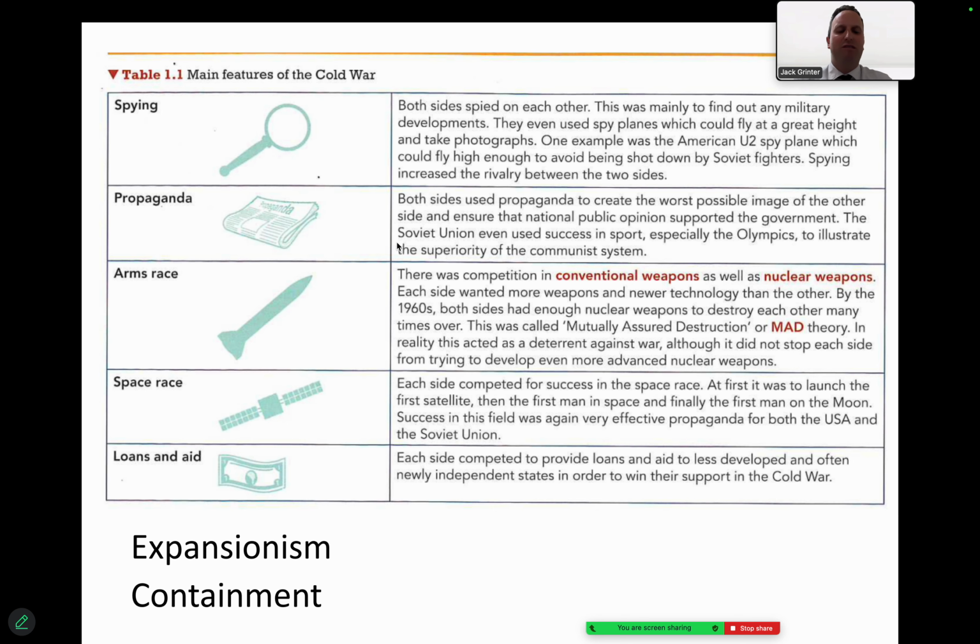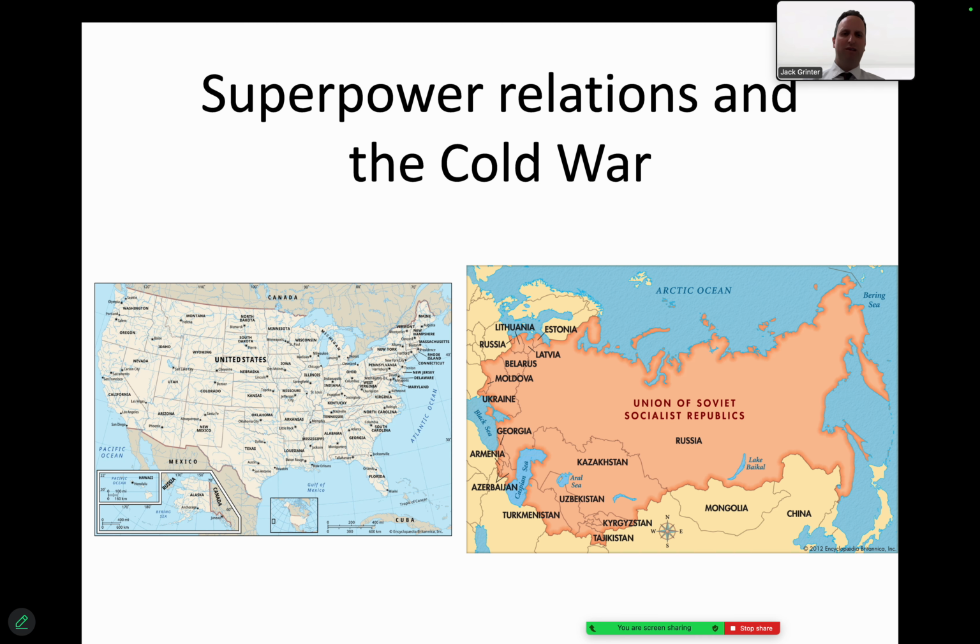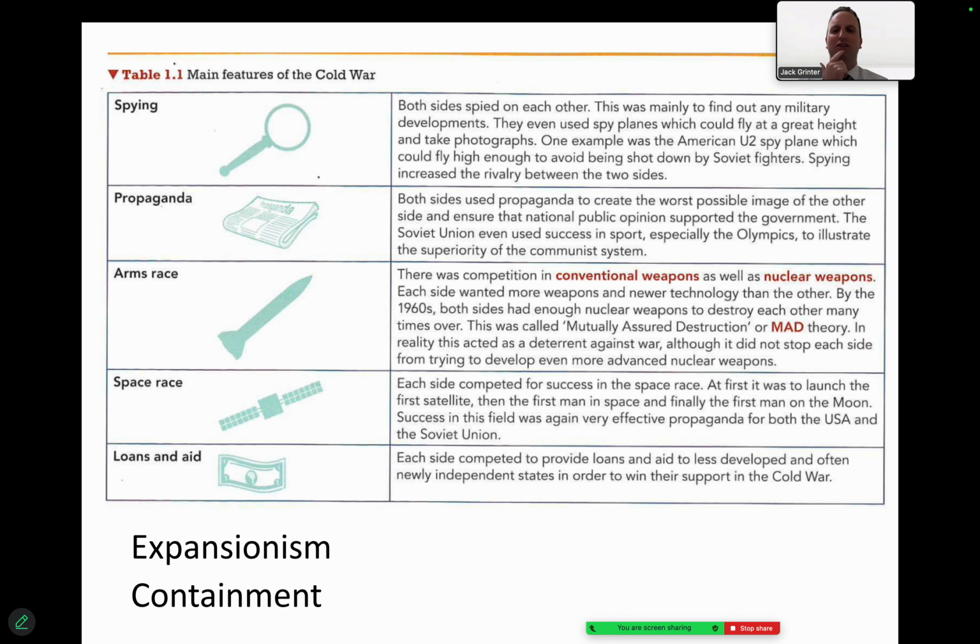So on the screen there, just some of the features of the Cold War. This is more of a revision lesson, so hopefully the Cold War will be quite familiar to you. The reasons why it's called the Cold War: the war doesn't ever turn hot, does it? And what we see is a series of events and tension and crisis which lead to periods in history where the world was on the brink of having a nuclear war.